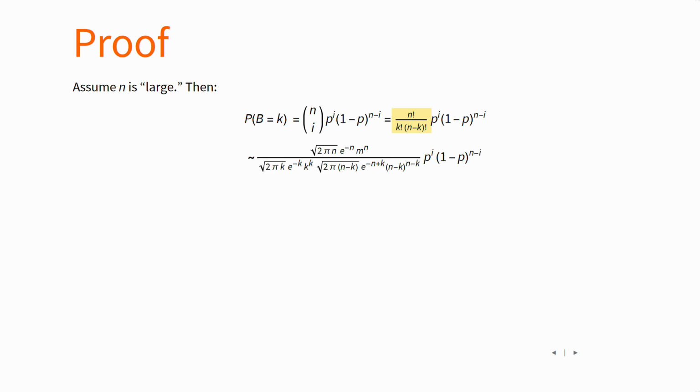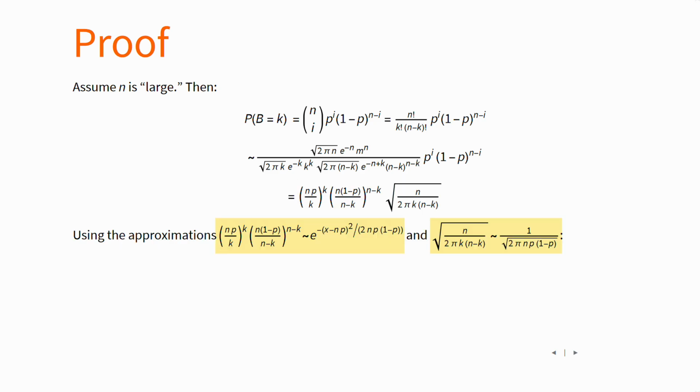Now, the proof of the normal approximation to the binomial. Assume n is a large positive number. Let's start with the binomial PDF, with the binomial coefficient, which can be fully expressed using factorials. Then, using the Stirling approximation, you get this. Now, with a bit of isolation, you can simplify the expression to this.